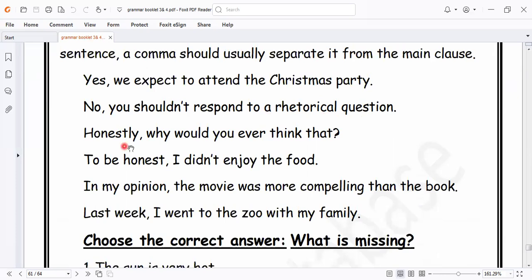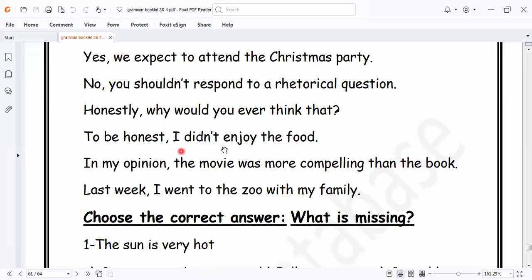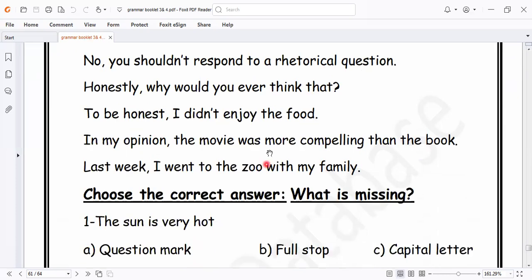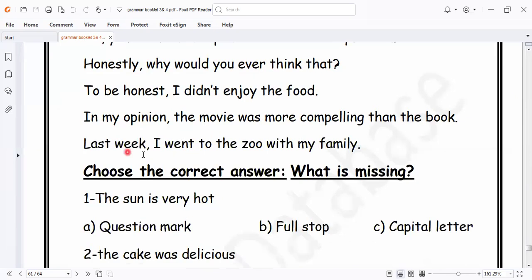Honestly, why would you ever think that? To be honest, I didn't enjoy the food. In my opinion, the movie was more compelling than the book. Here we are describing your opinion. Last week, here when we narrate, I put a comma. When we narrate, last week, I went to the zoo with my family.